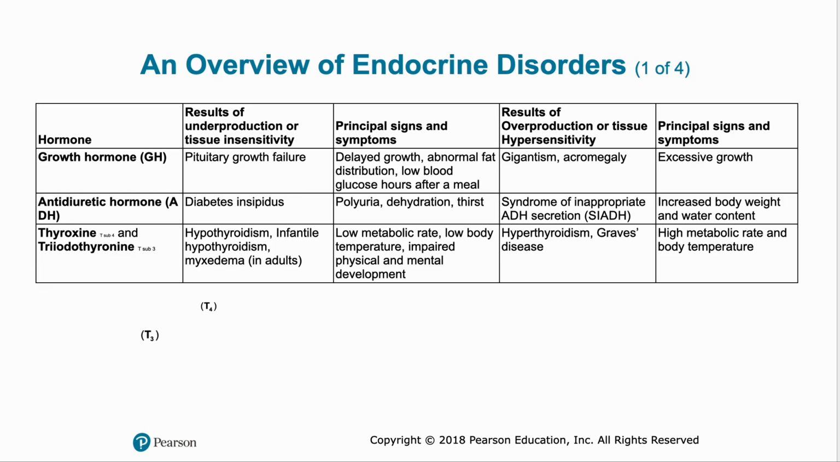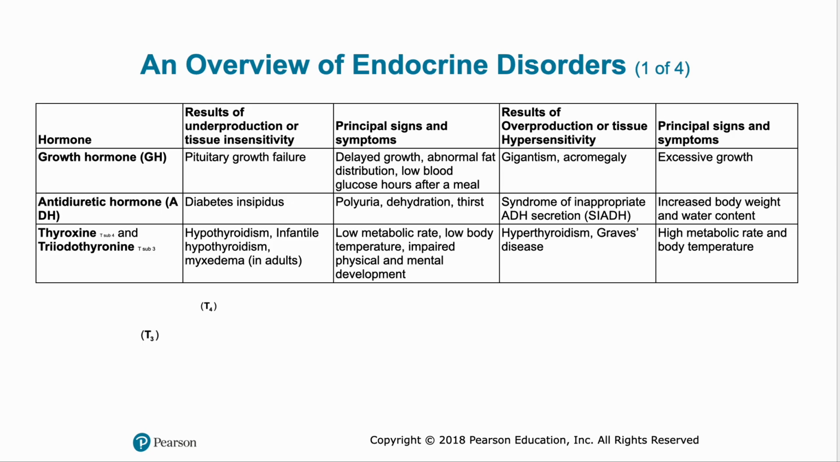In your book, there is a big chart of endocrine disorders. And so let's just talk about a couple of them. So, growth hormone is an interesting one. If you have too little growth hormone coming from the pituitary, then you're going to see delayed growth, abnormal fat distribution, and particularly low blood glucose after eating. On the other hand, if you have too much growth hormone, you may have gigantism or acromegaly. And so basically, excessive growth is going to be the typical symptom.